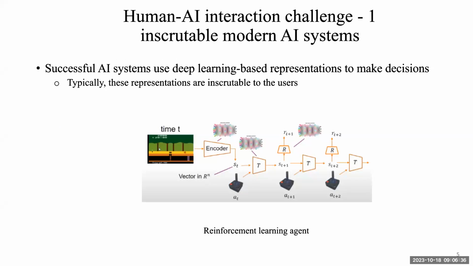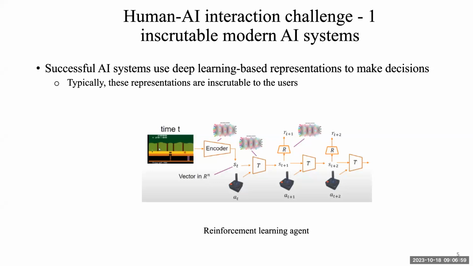Now, what's really challenging in these human-AI interaction scenarios? So the biggest challenge here is most of these modern AI systems use deep learning-based representations, and based on that, they complete the task. So they make the decisions. But typically, these representations are inscrutable or incomprehensible to the users.